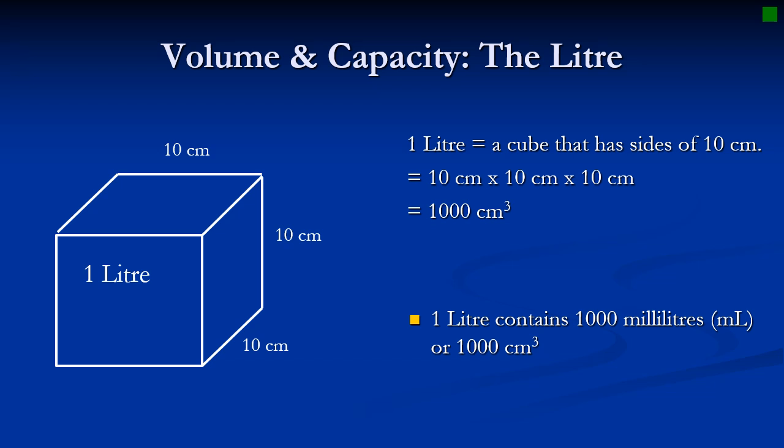Now when we think about volume and capacity, capacity is measured in milliliters, and if I want to think about a litre, then 1 litre is a cube that has a side of 10 centimeters. So if I think about this, we've got a height, depth and width of 10 centimeters. So it's 10 centimeters by 10 centimeters by 10 centimeters. So 10 times 10 times 10 is 1,000. Centimeter times centimeter times centimeter are cubic centimeters. Therefore, we can also note that 1 litre equals 1,000 cubic centimeters. We also know that 1 litre contains 1,000 milliliters.